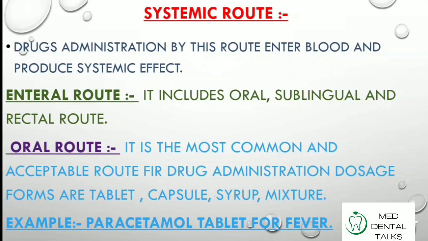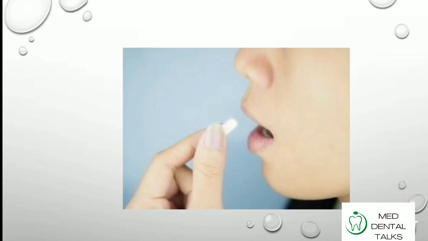Now the systemic route. Drugs administered by this route enter blood and produce systemic effect. Now enteral route. It includes oral, sublingual, and rectal routes. First, the oral route. It is the most common and acceptable route for the drug administration. Drug forms are tablets, capsules, syrups, and mixtures. For example, paracetamol tablet we use in fever. Now, the image shows the oral route of drug administration.